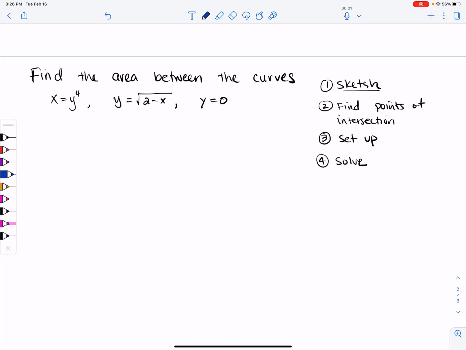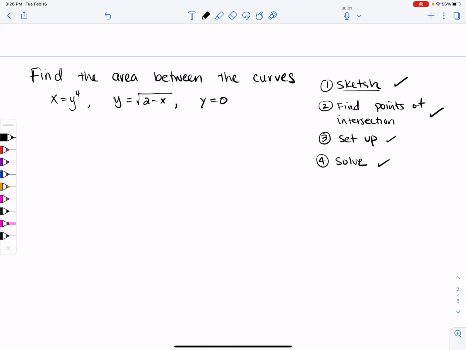We're going to talk about an example that talks about finding the area between the curves. So we have x equal to y to the fourth, y is equal to the square root of 2 minus x, and y equal to 0. So to do this, we're going to first sketch the region. We're going to find points of intersection. We're going to set up an integral, and then we're going to solve.